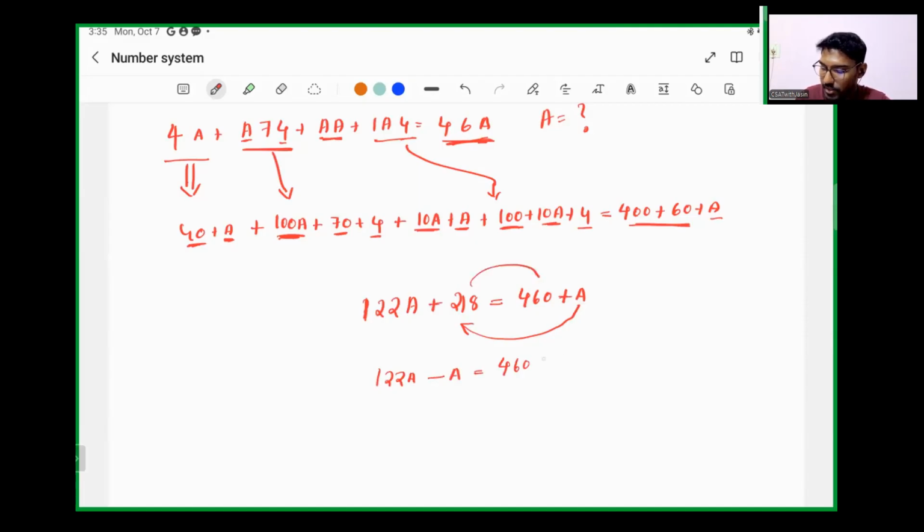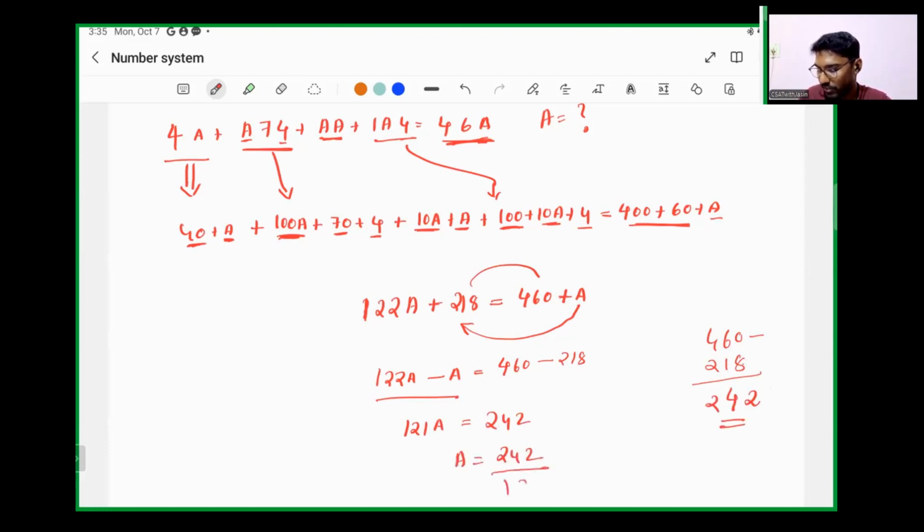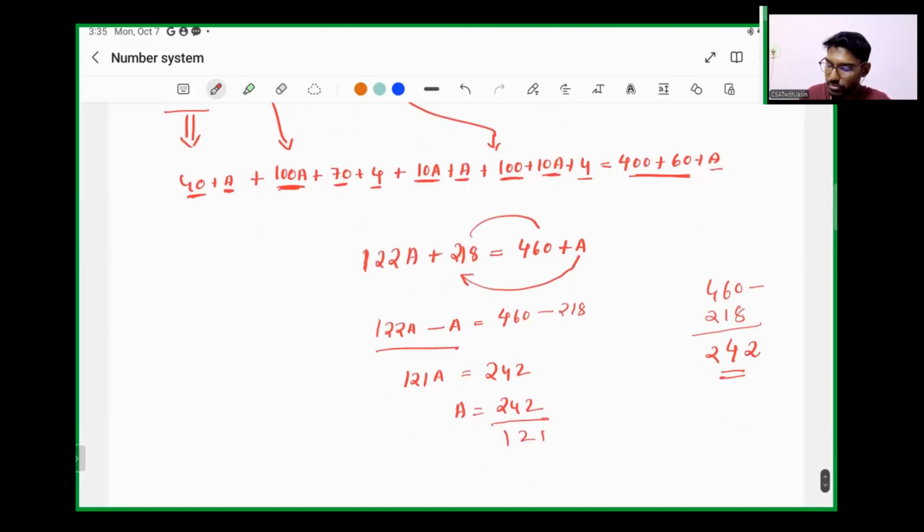I am taking it here. It will become minus 21. So this will become 121A. And 460 minus 218. So 10 minus 8 is 2. 5 minus 1 is 4. So it becomes 242. So A is equal to 242 by 121. Actually 121 into 2 is 242. So you will get it as 2. So A is equal to 2. So in this way also you can solve.